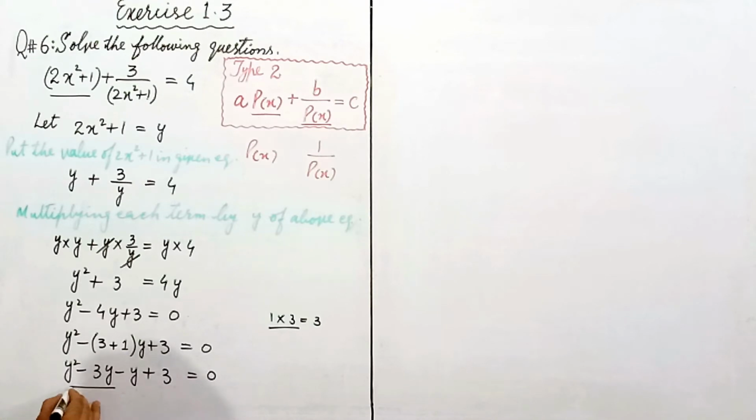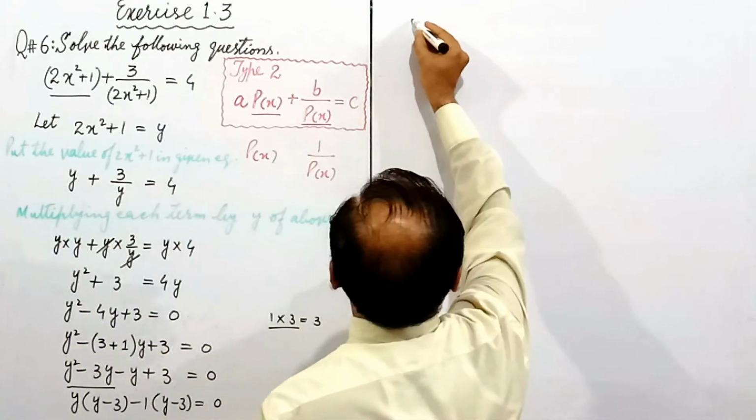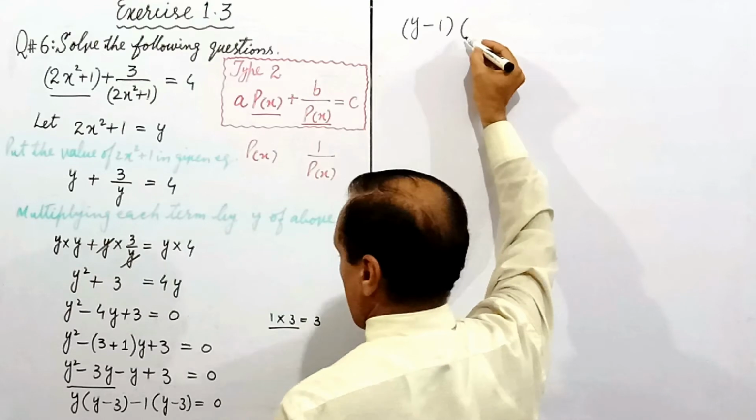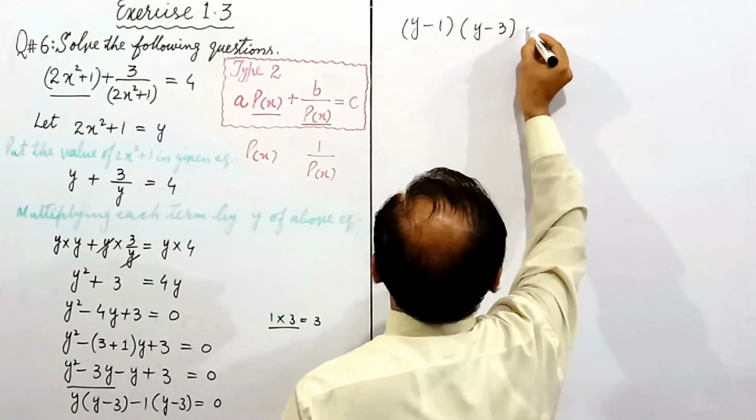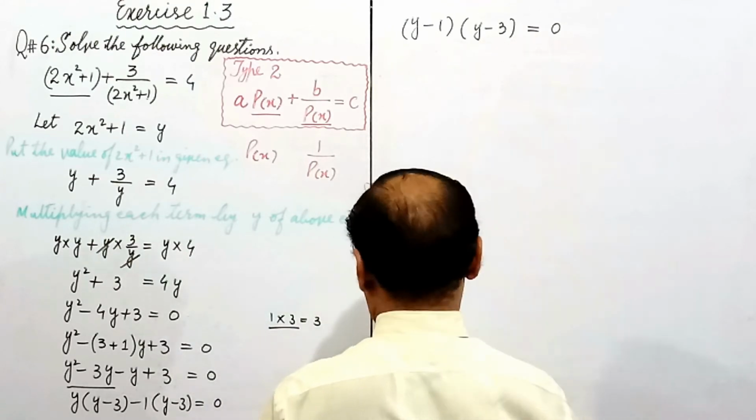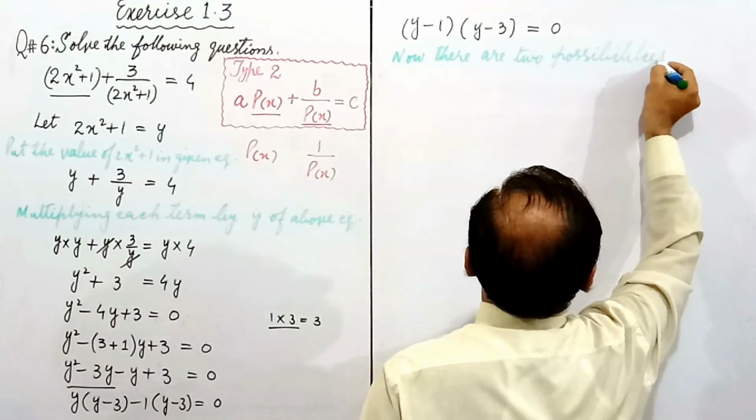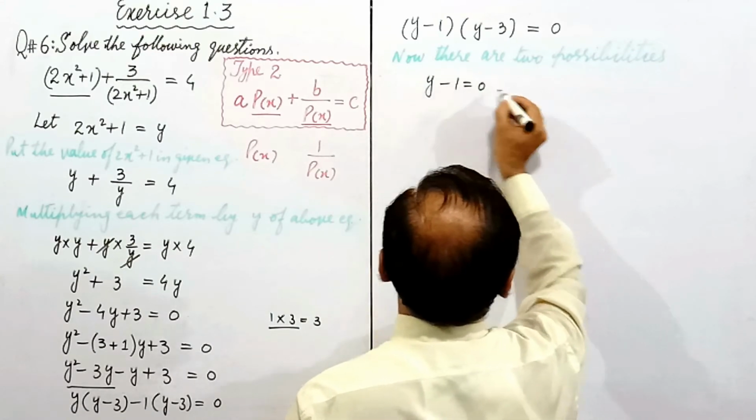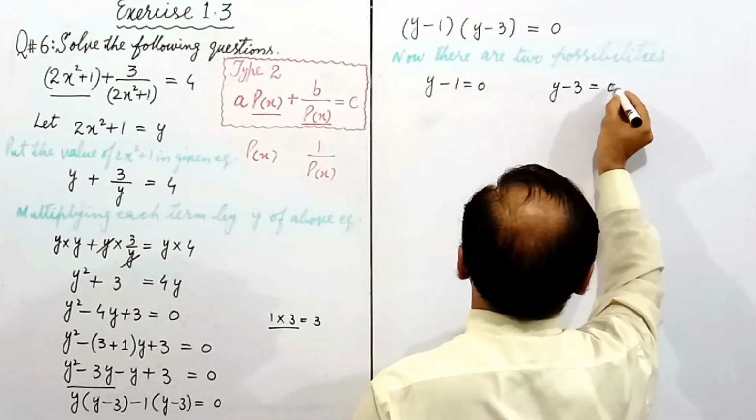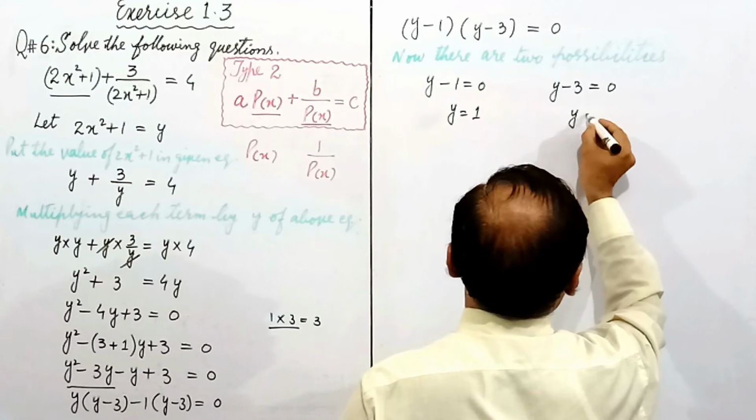Now we take y common from the first two terms, y into y minus 3, minus 1 is taken as common, y minus 3 is equal to 0. We write y minus 1 as the first factor and y minus 3 as the second factor equal to 0. As the product of the two factors is equal to 0, therefore we have two possibilities. Y minus 1 is equal to 0. For the second value, y minus 3 is equal to 0. 1 is taken to the right hand side, becomes y is equal to 1. 3 is taken to the right hand side, becomes y is equal to 3.